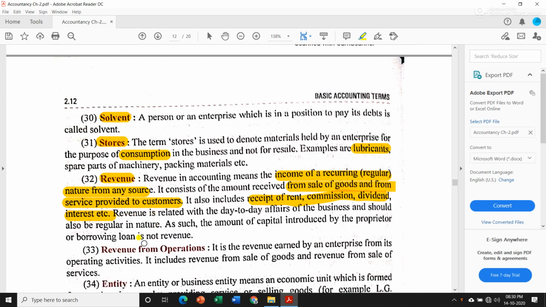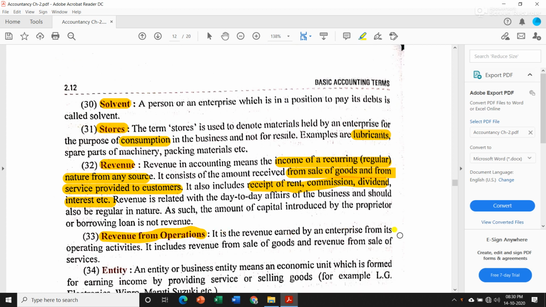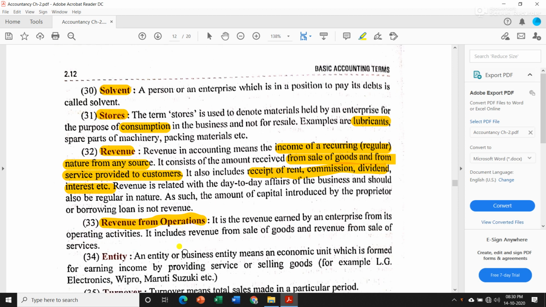Okay. Then revenue from operations. It is the revenue earned by an enterprise from its operating activities. It includes revenue from sale of goods and revenue from sale of services. Now while selling goods or services, we are operating in our business, so money earned through selling these goods or services is nothing but revenue from operations.